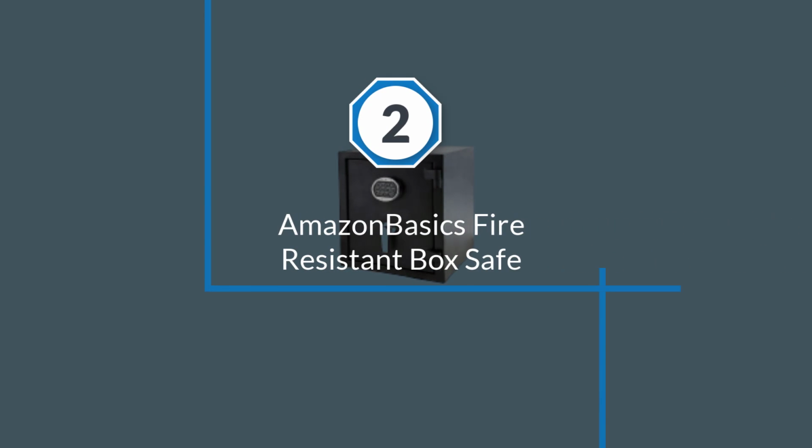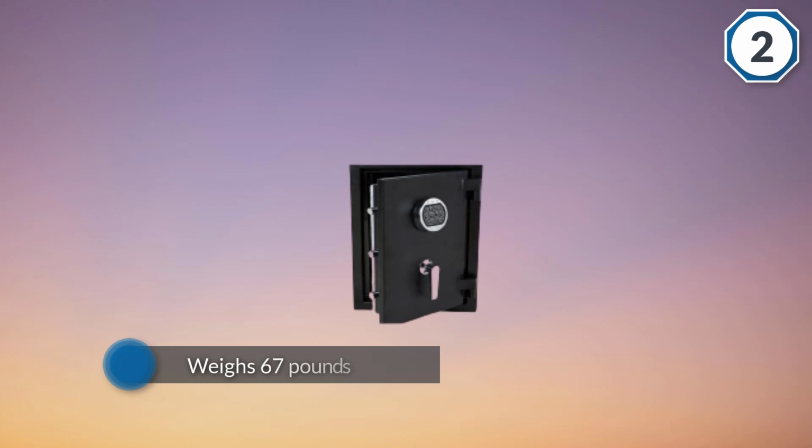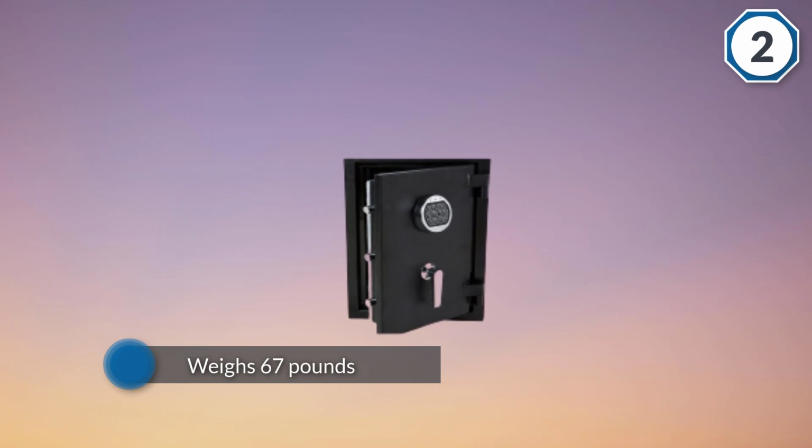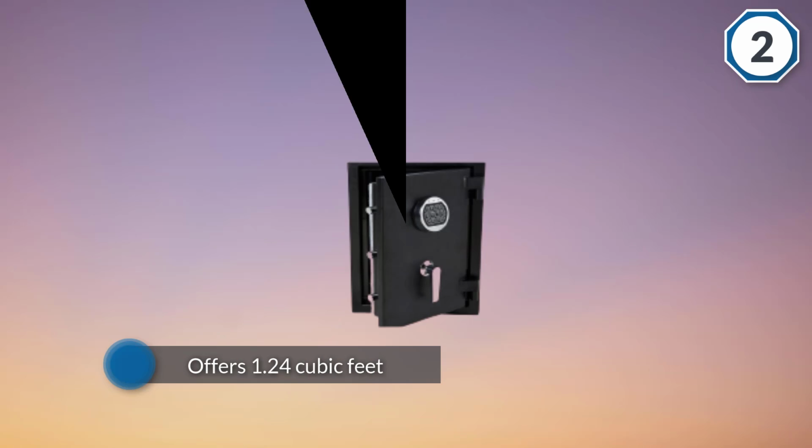Number 2. Amazon Basics Fire Resistant Box Safe. Amazon Basics Fire Resistant Box Safe is a larger unit as it measures 14.2 by 13.8 by 19.7 inches, weighs 67 pounds, and offers 1.24 cubic feet of capacity.